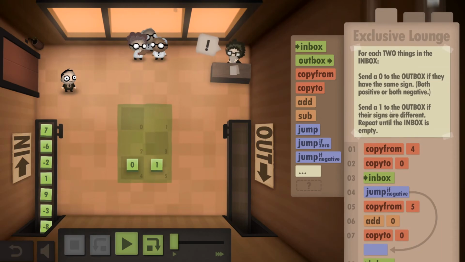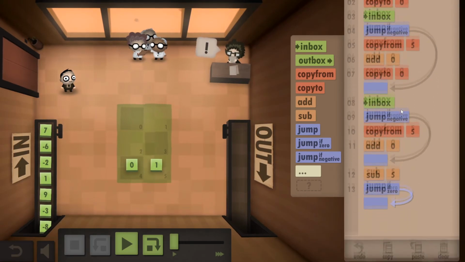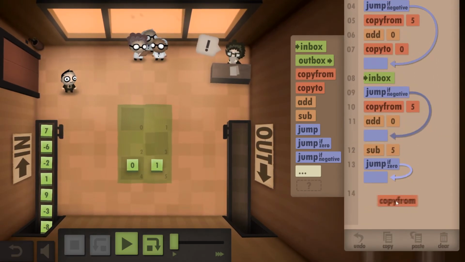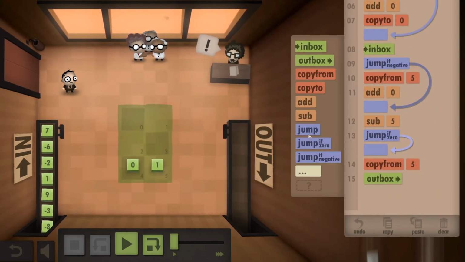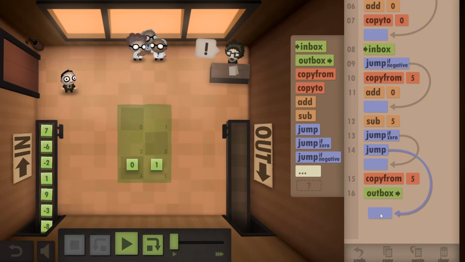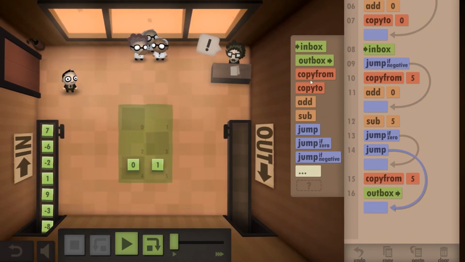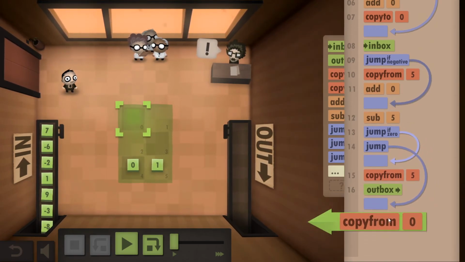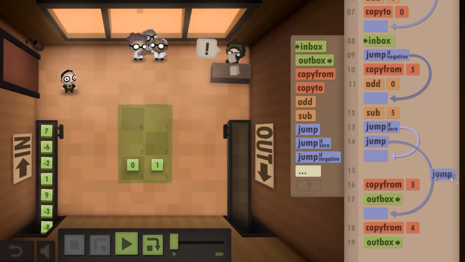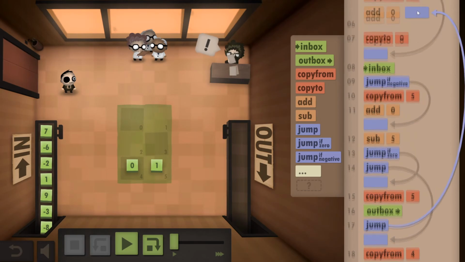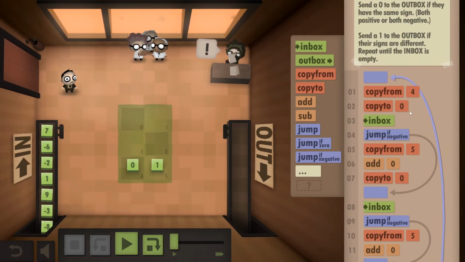And if it's 0 and they're different signs, we need to pick up a 1, so we need to copy from here and then send that to the outbox. Otherwise, we need to copy from here and send that to the outbox. And then we can't forget to have our jump backs to the top.